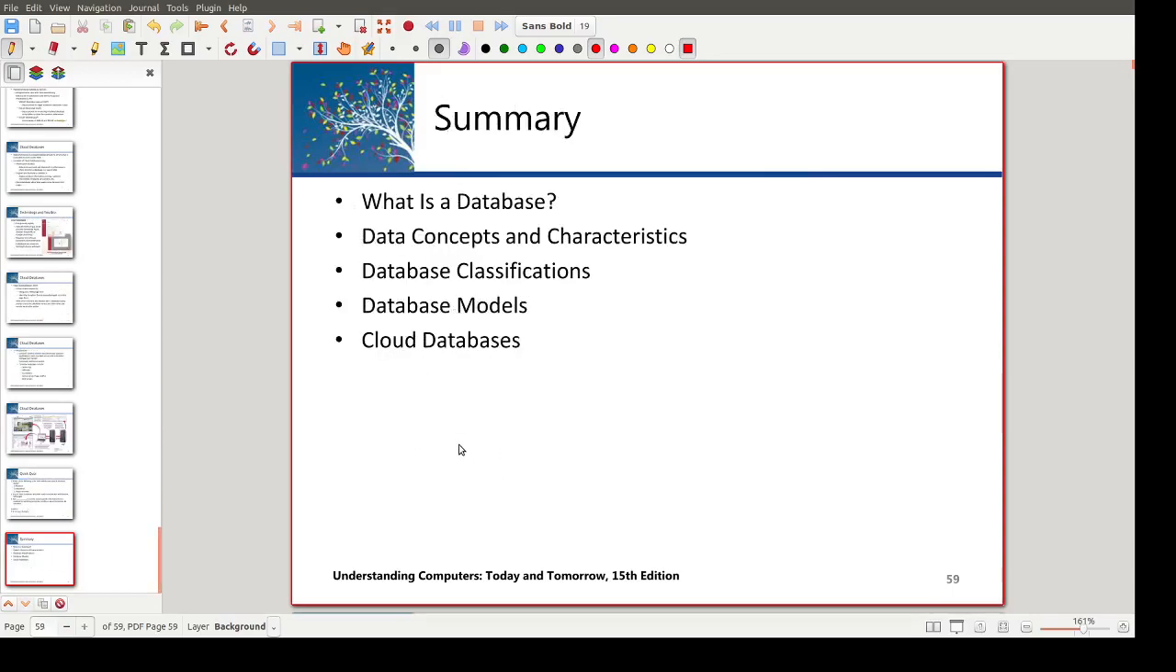So what is the summary today? We covered what a database is, we covered data concepts and characteristics, we covered the database classifications and models, and finally the cloud databases. This is the end of our lecture.